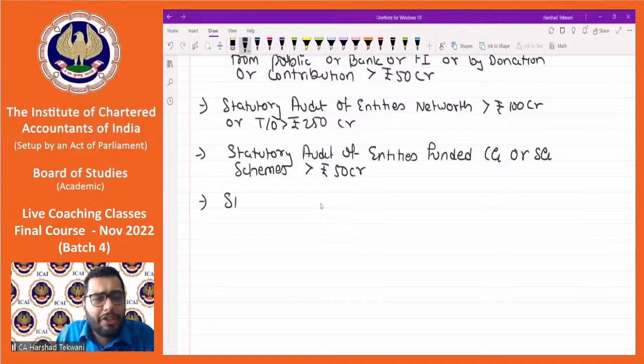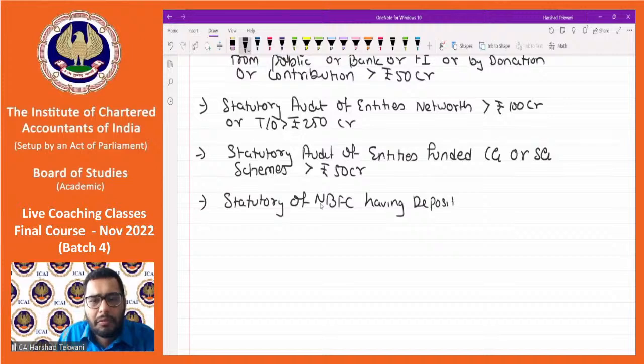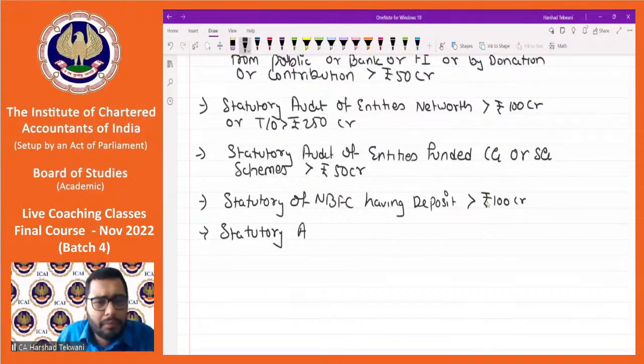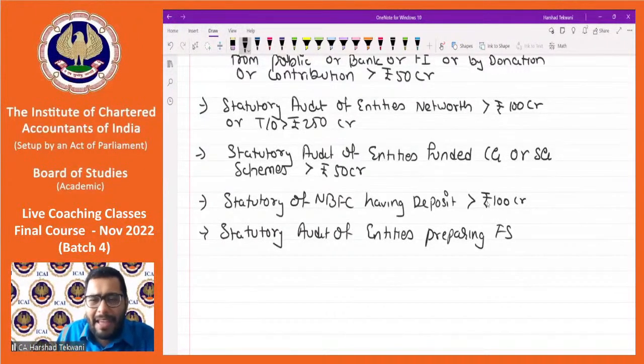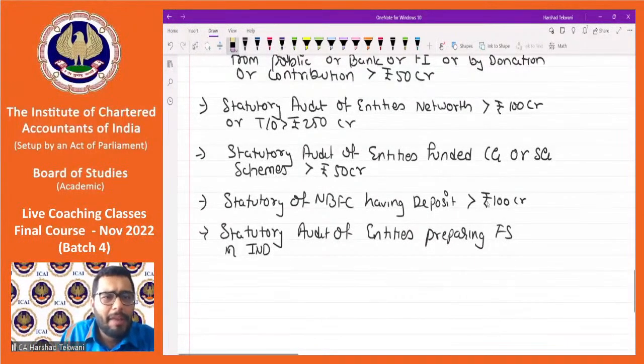Then statutory audit of NBFC, okay, having deposit exceeding rupees 100 crore. Then statutory audit of entities preparing financial statement as per Ind AS.